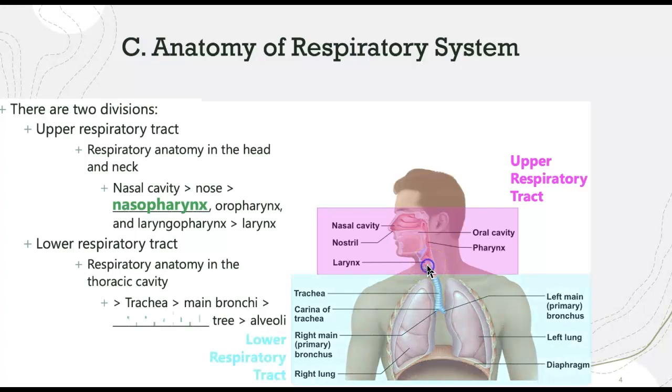The other tract is called our lower respiratory tract, and so we find this anatomy more in the thoracic cavity. Continuing down from the larynx, we then are going to move into the trachea and into our main bronchi. That's going to enter the substance of the lungs, and we will see a bronchial tree there that we will talk about more in detail, the different branchings of that, until we make it into the alveoli, the little air sacs that look like balloons.